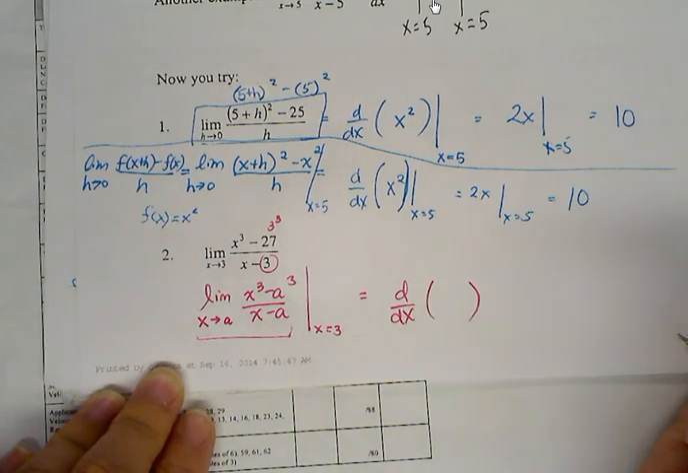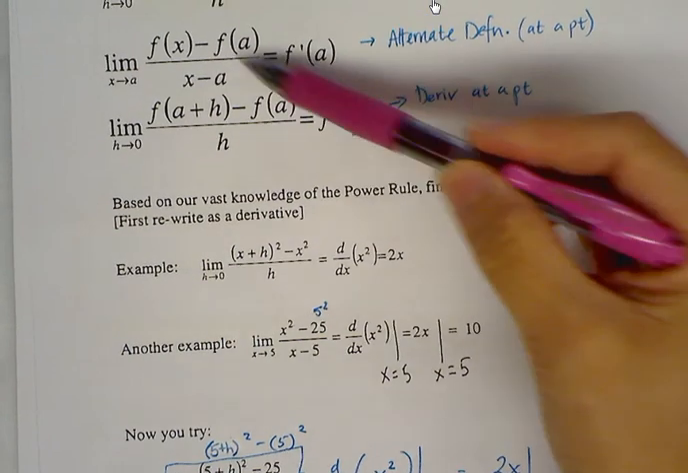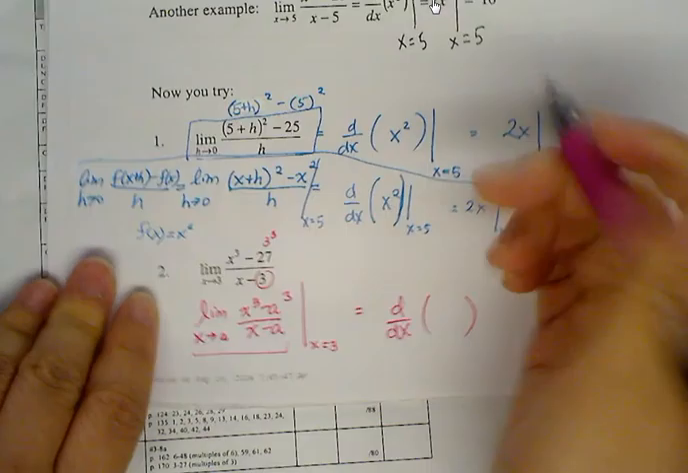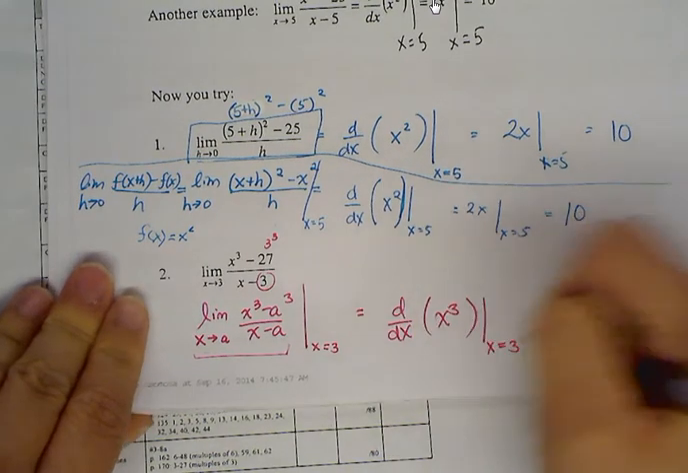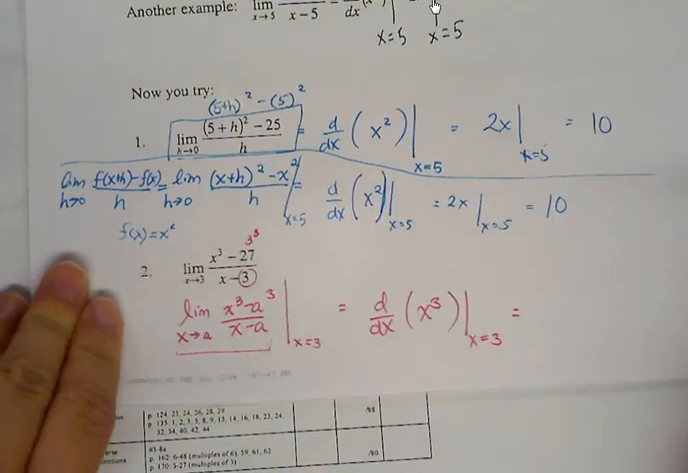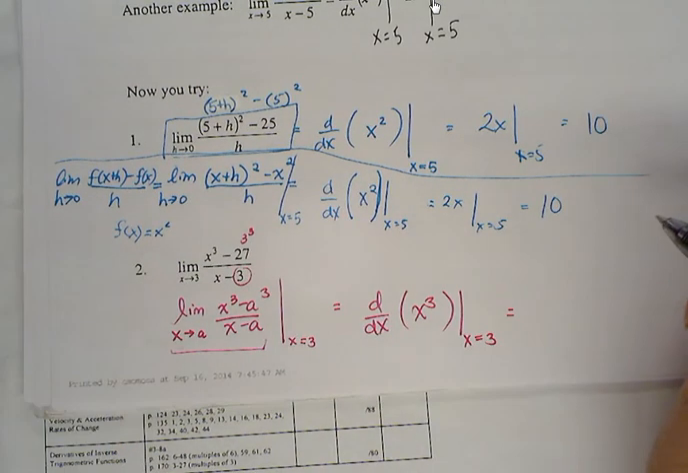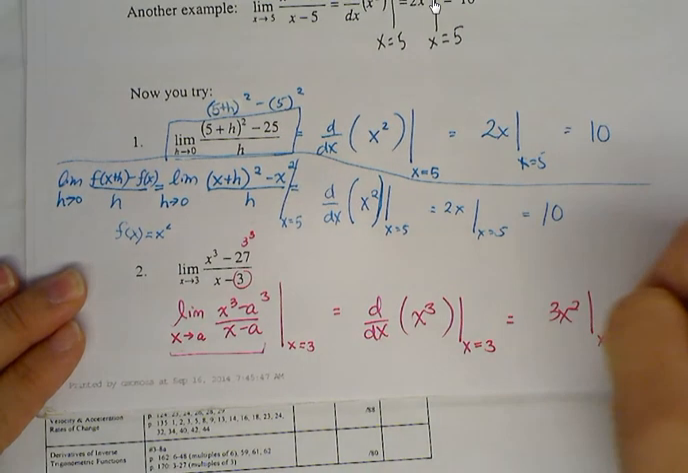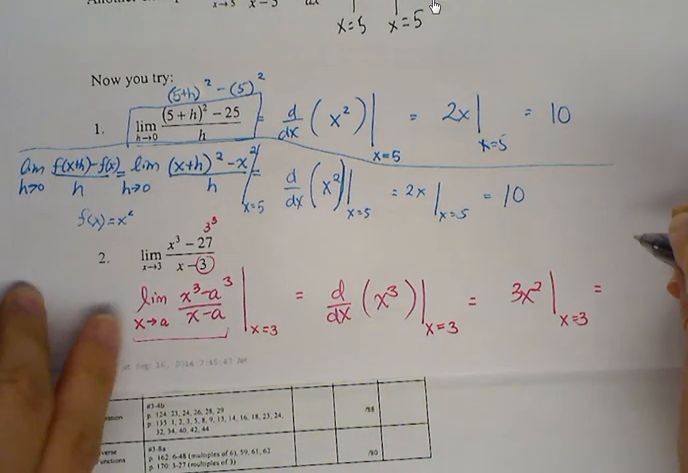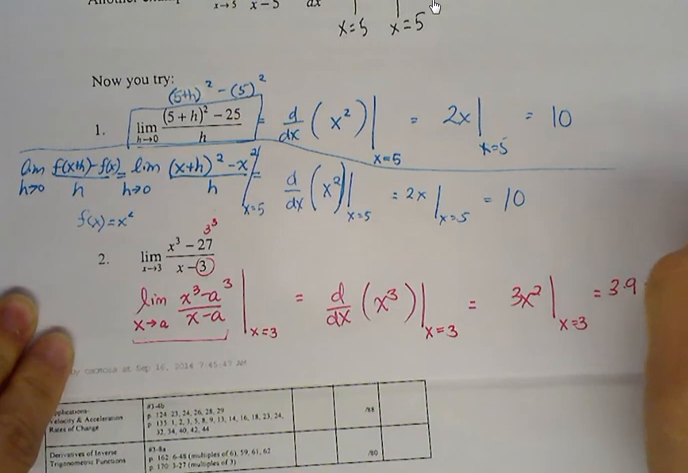X cubed. Let's look. Yeah, of the function x cubed, except x is going to be evaluated at 3. Is everybody with me? Yeah. What's the derivative of x cubed? 3x squared. And if we plug in x equals 3 there, we're going to get 3 times 9, which is 27.